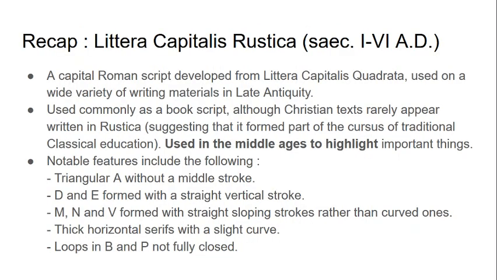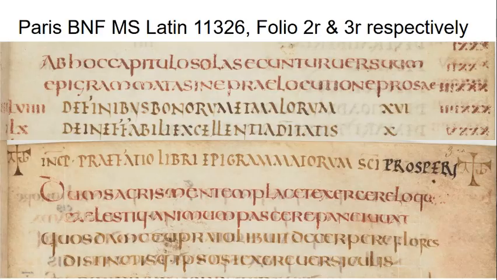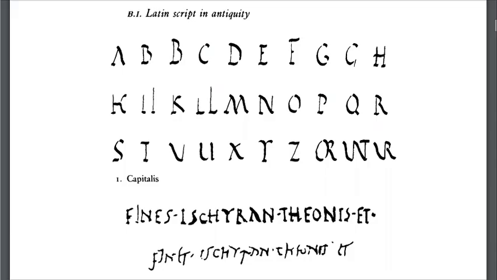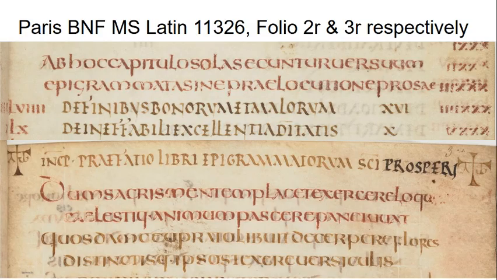Sad face. I would have done, in a regular lecture, a recap of Litera Capitalis Rustica, but you've already seen this, you don't need a recap. What I will do is show you this sample from Paris BNF MS Latin 11326, folios 2r and 2v. These are a bunch of songs by Saint Prosper, but what's interesting about them is that in both of these you can see Uncial script, which we'll get to in a second, written in red, being used for either the main text or for headers.